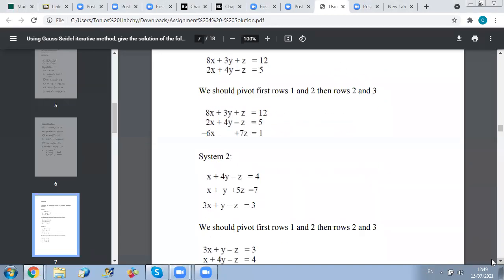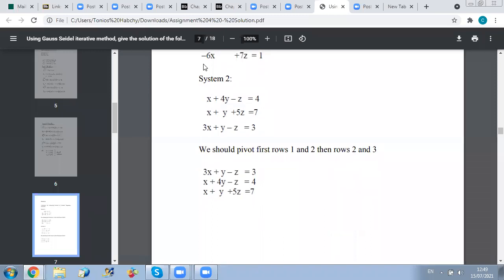Okay. Now, it's another system. In this system, if we want to check if we can make it diagonally dominant, in this equation 4 is larger than 1 plus 1, and this should be in the second place. In this equation 5 is larger than 1 plus 1, so this should be in the third place. And in the last equation, the coefficient of x, 3, is larger than 1 plus 1, so it should be in the first place.